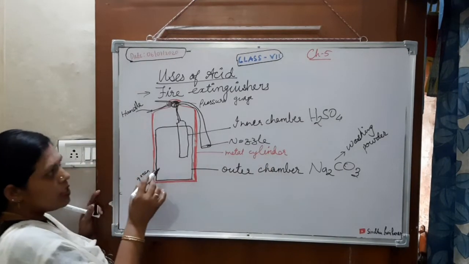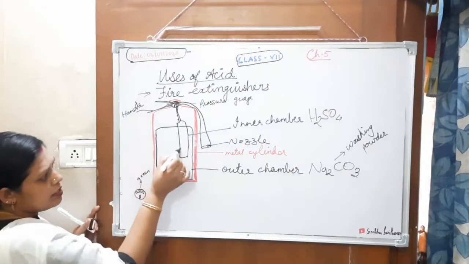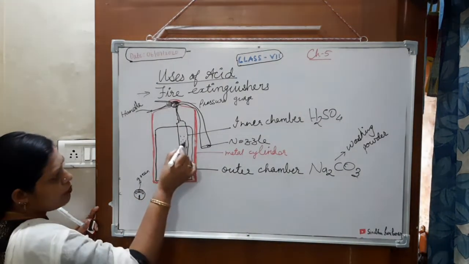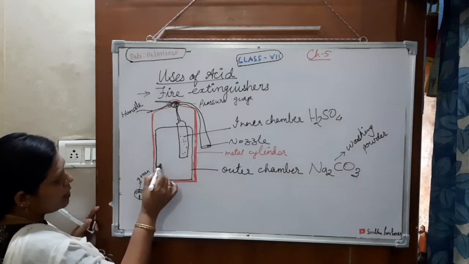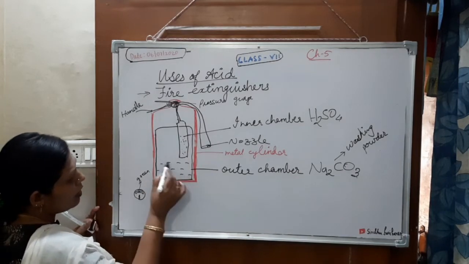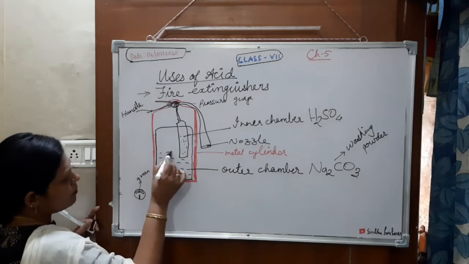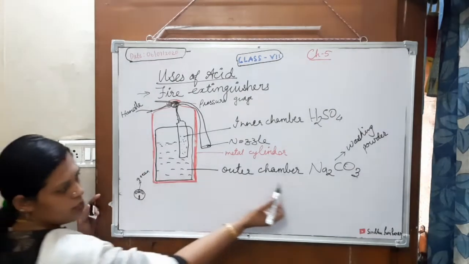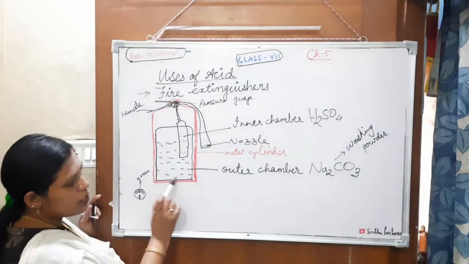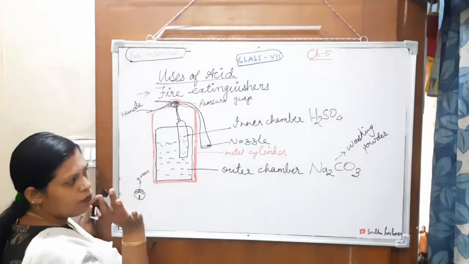So see here, children, inside, what is it? Sulfuric acid, in the inner chamber. It is containing sulfuric acid. And here, what is filled? Sodium carbonate. Understood? Outside is sodium carbonate, inside is sulfuric acid.